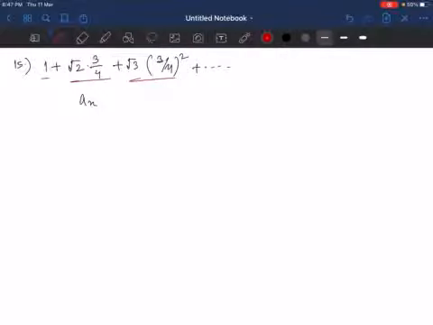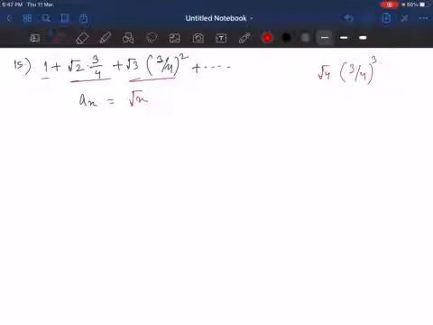Root 3 times (3/4) whole square, the fourth term will be what? Root 4 times (3/4) whole cube. That's how we get it. So basically the second term root 2 is there, the third term root 3 is there, so obviously the nth term root n will be there, right?